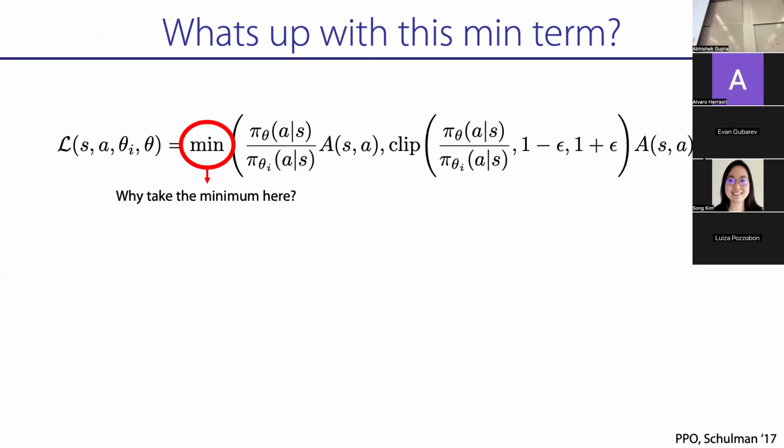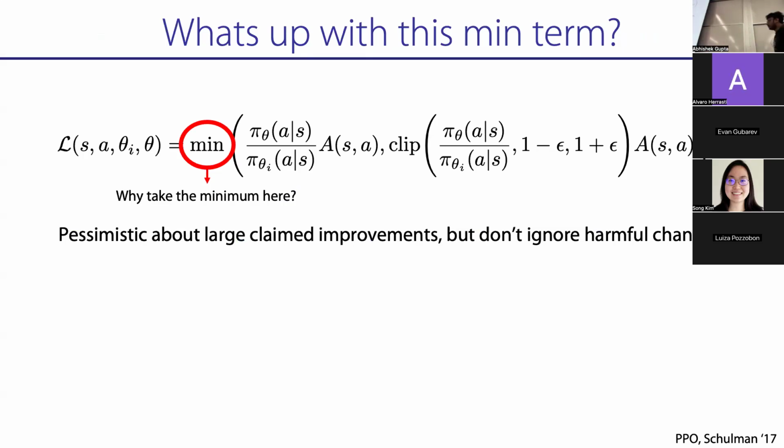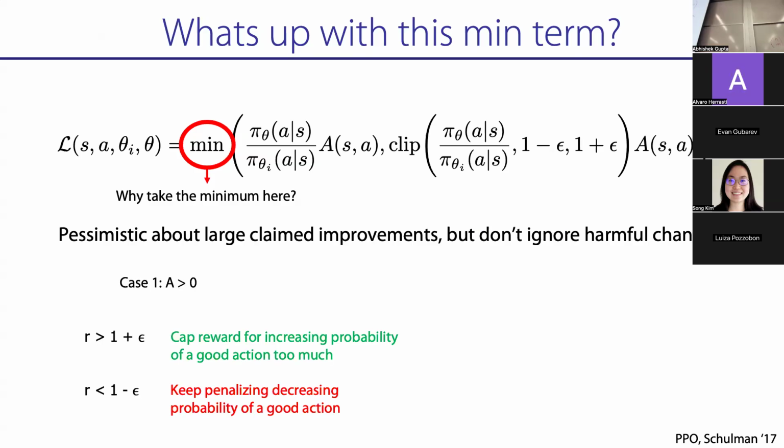Okay, so if this objective were just clipping, it's a little bit confusing to have this minimum here. And so the idea behind the minimum is that you want to be pessimistic about large improvements, but you don't want to ignore things that are harmful. So let's consider two cases. And so let's say the advantage was positive.